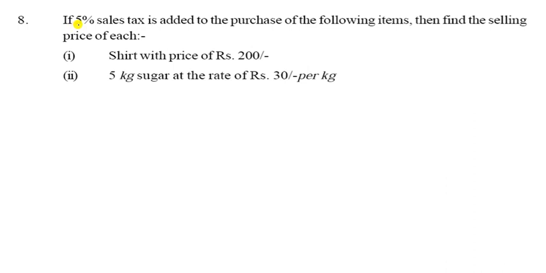Let us see the eighth question. If 5% sale tax is added to the purchase of the following items, then find the selling price of each. Shirt is 200 rupees and 5 kg sugar at the rate of 30 rupees per kg.